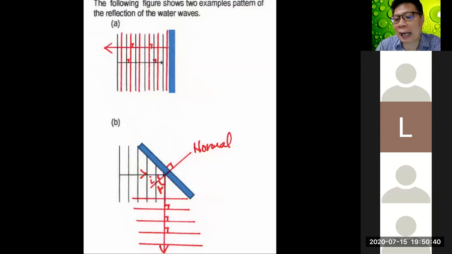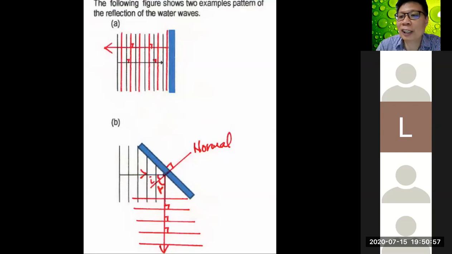It seems like you're very tired, your first day going to school. Chan Yuan Yi, are you there? Chan Yuan Yi? No sound already. Gong Fan Xin, are you there?